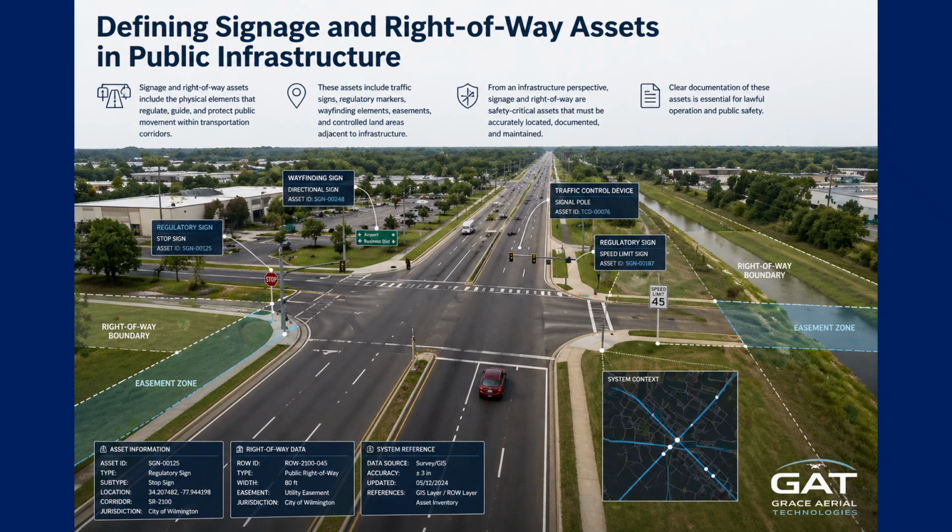From an infrastructure perspective, signage and right-of-way are safety-critical assets that must be accurately located, documented, and maintained. Clear documentation of these assets is essential for lawful operation and public safety.